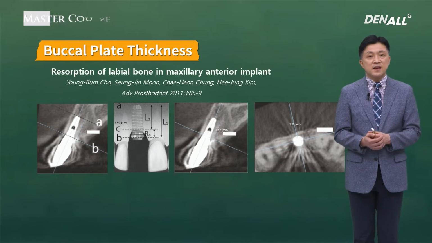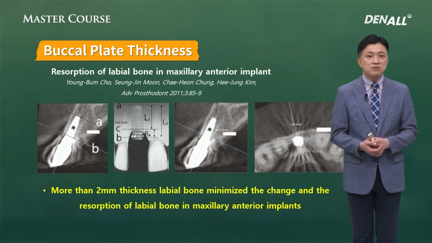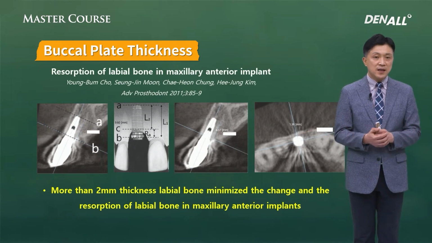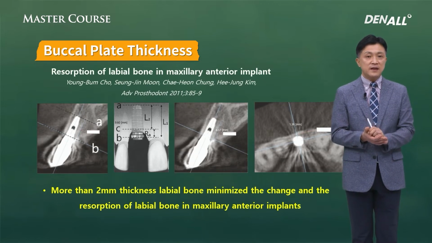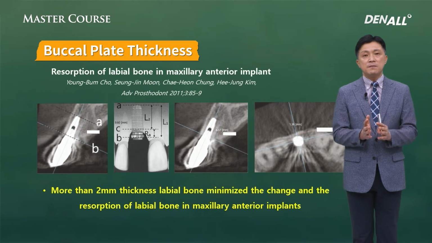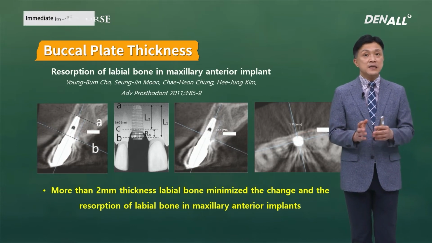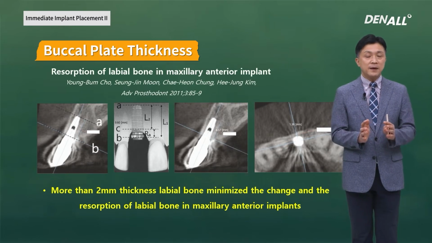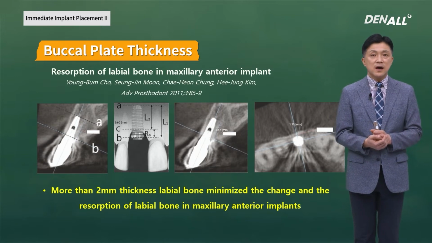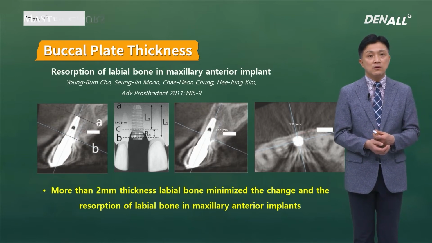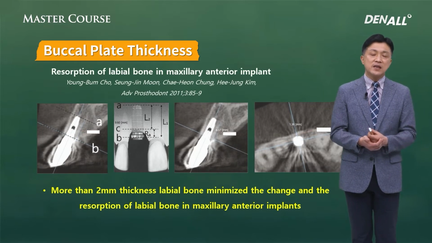This study was published in 2011. It needs to have at least a 2 millimeter or above labial plate to withstand remodeling or show minimal change. The ideal thickness of the labial plate is over 2 millimeter. If the labial plate thickness is over 2 millimeter, and once this is confirmed, gap management can be minimized or you can forgo gap management.